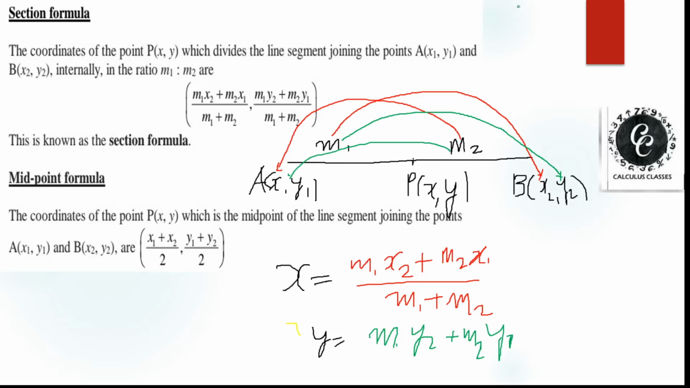Again, I'm repeating, sorry for misleading: m2 y1. Second time m2 y1, divided by m1 plus m2. And this is the section formula. This is the way to apply the section formula. I hope you understood well.